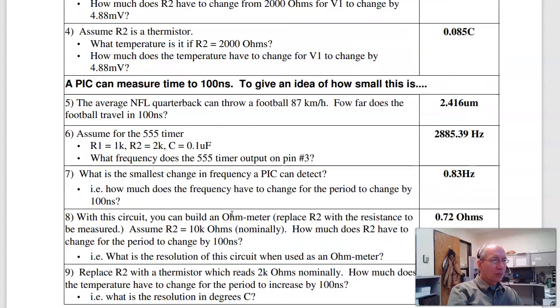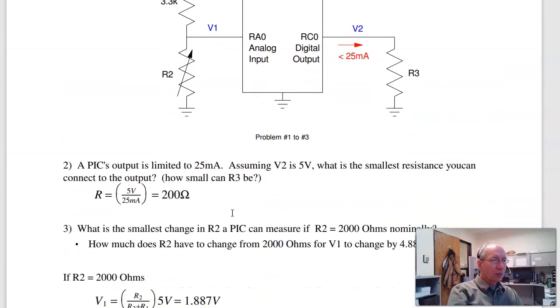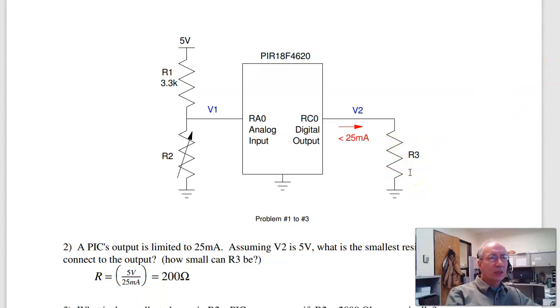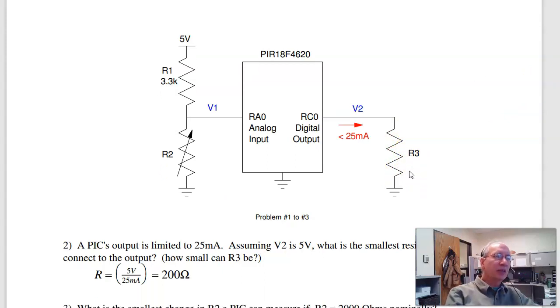For the other problems, let's go down here. If I want to drive a load, the PIC can only drive 25 milliamps. What that means is that the resistor R3 has to be at least 200 ohms. What that means is if you want to drive an 8 ohm speaker, you really shouldn't. It won't hurt the PIC, but it violates the max current. 5 volts at 8 ohms is 600 milliamps. The PIC can't do 600 milliamps.